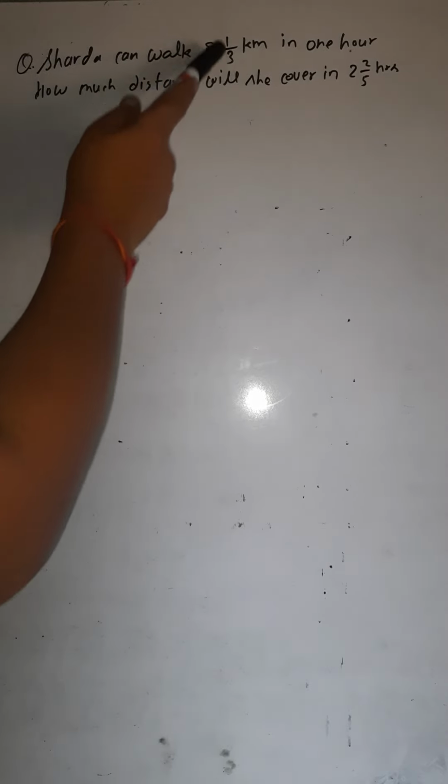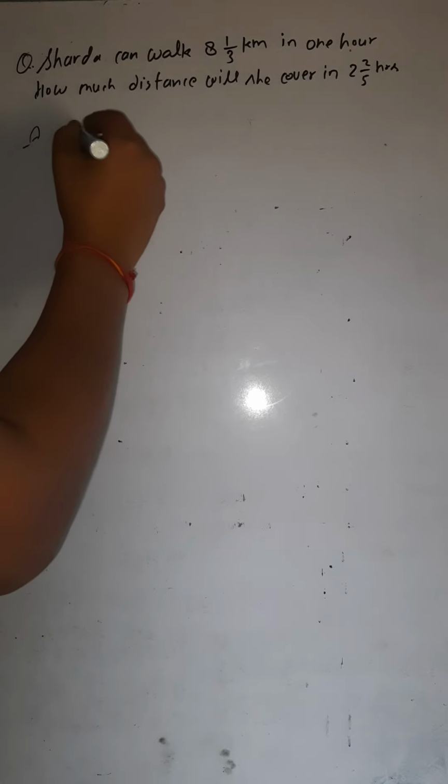Now this is the next question here. Question is, Sarda can walk 8 whole 1 by 3 kilometer in 1 hour. How much distance will she cover in 2 whole 2 by 5 hours? Okay, so in 1 hour, how much distance the Sarda is covering? She is covering 8 whole 1 by 3 kilometer.